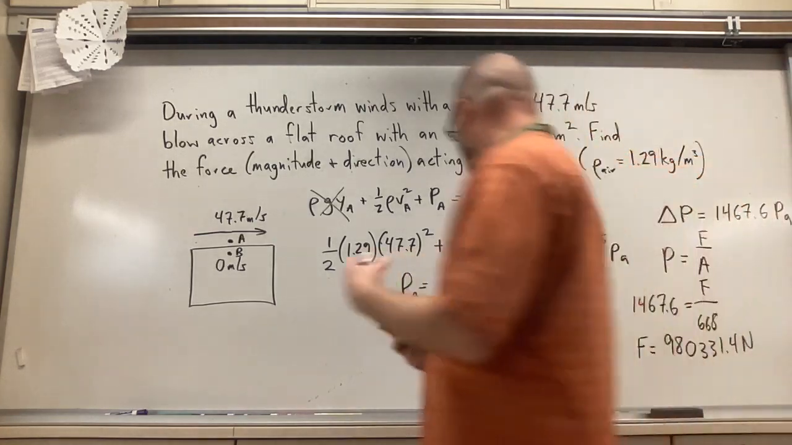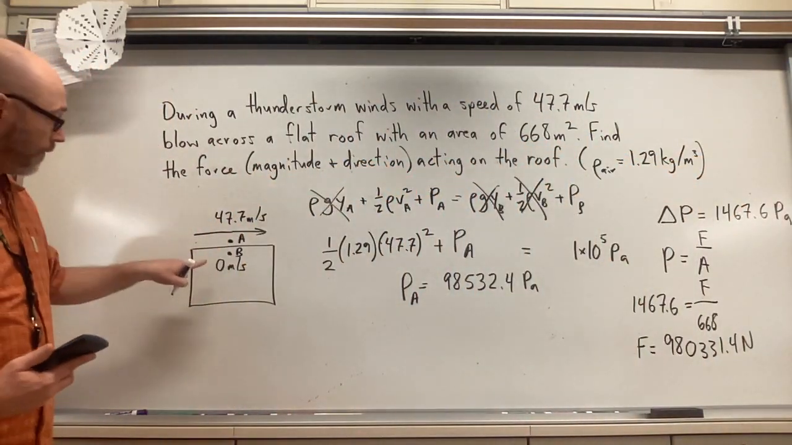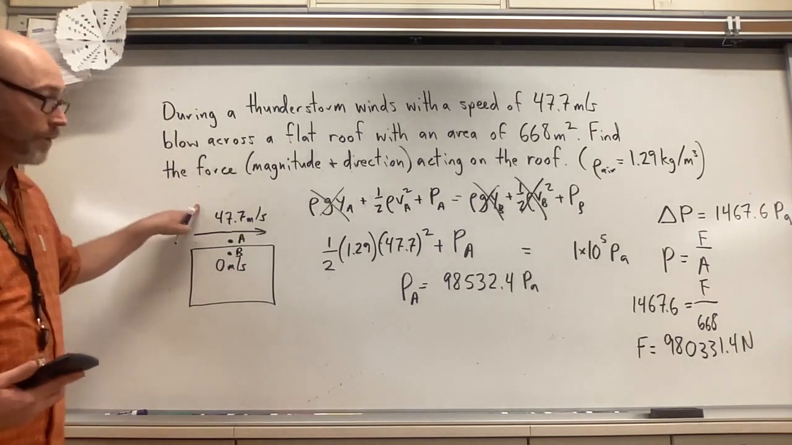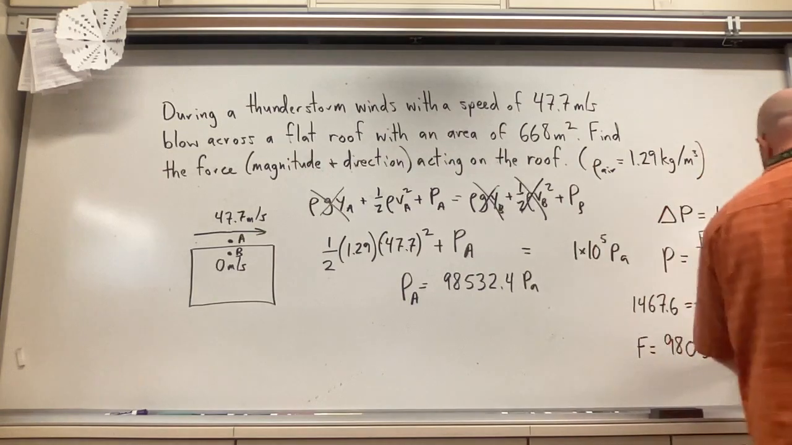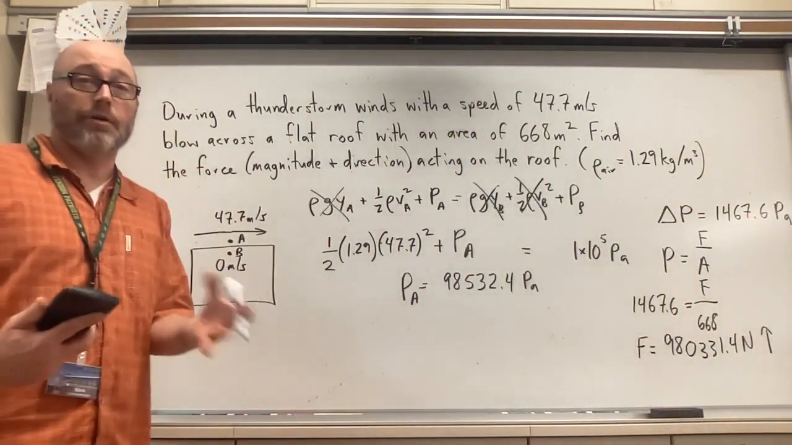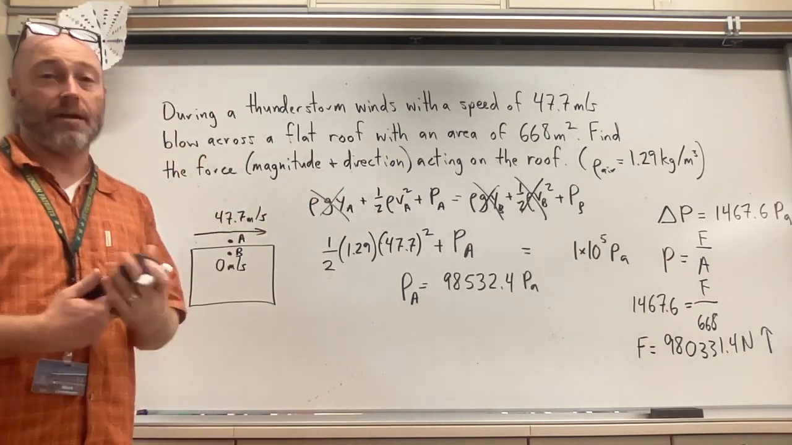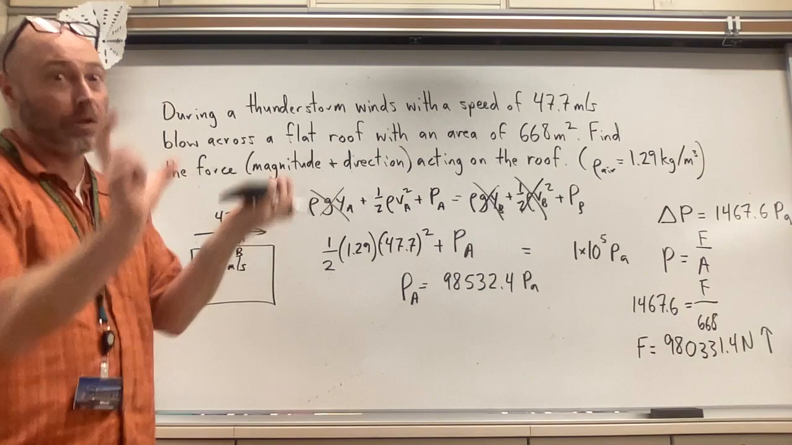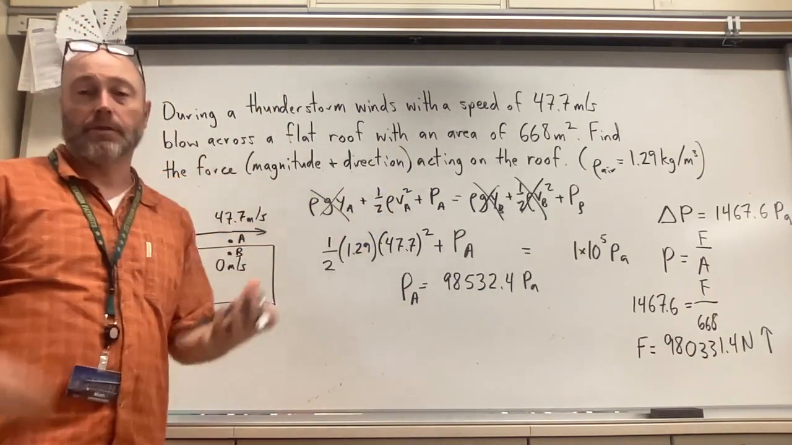And then I need to figure out which way it's going to point. So in this case, higher pressure, lower pressure. Remember, fluids always go from high pressure to low pressure, so the force would point up. And yes, there have literally been cases where during really bad tornadoes and storms like that, roofs have literally been blown up off the house because of the wind blowing across.